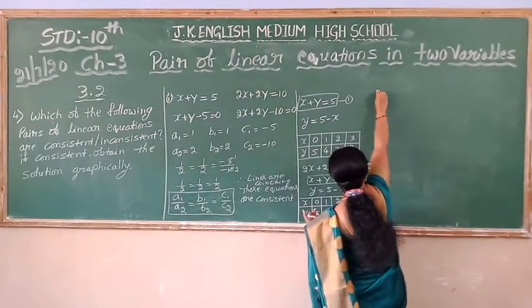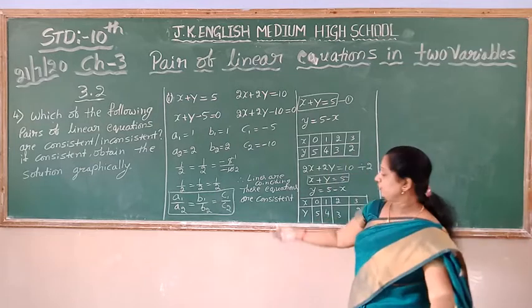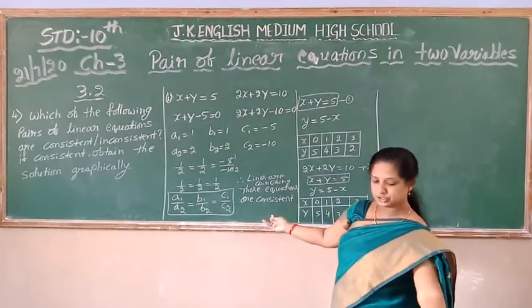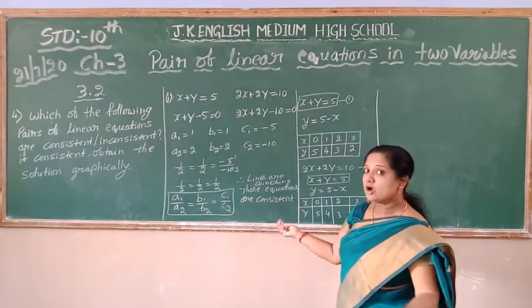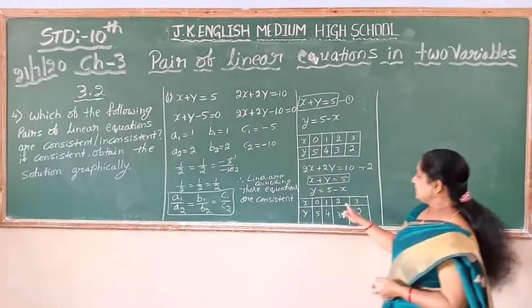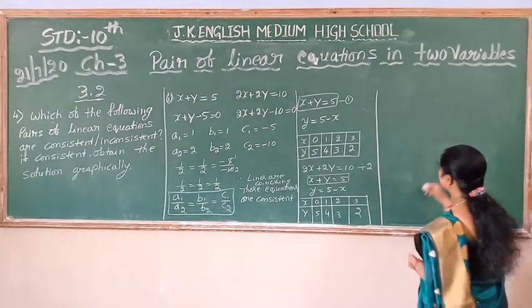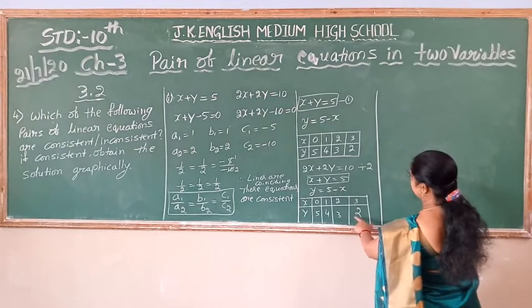You can plot the graph for this. Therefore, they have infinitely many solutions, because both the lines are coinciding lines. So now I am going to plot the graph for these two linear equations in two variables.